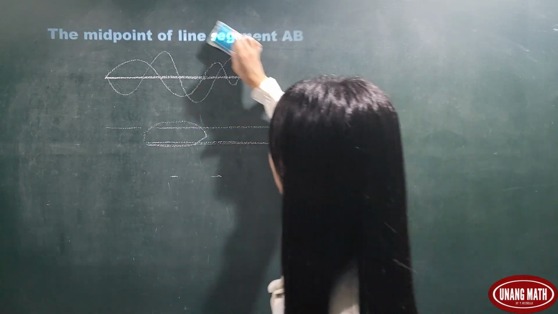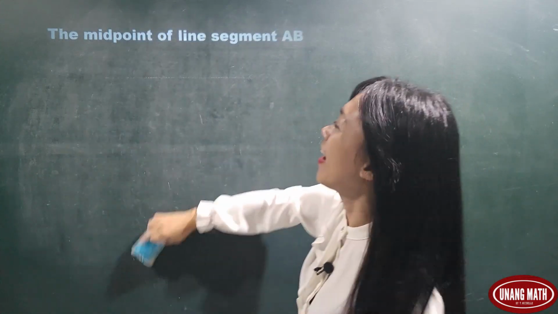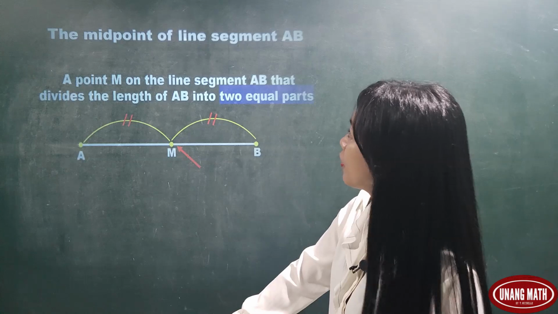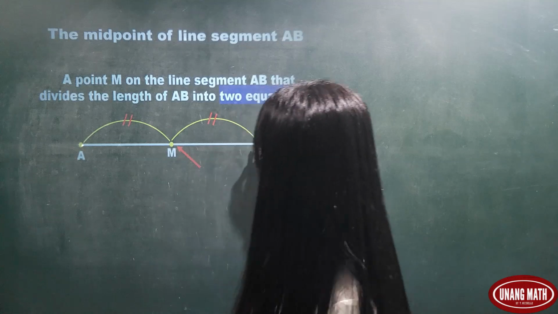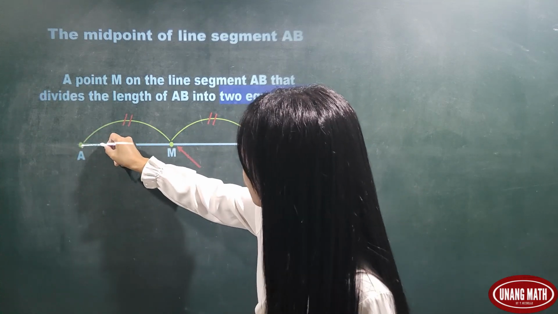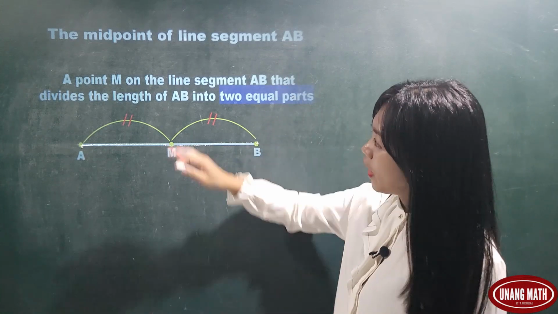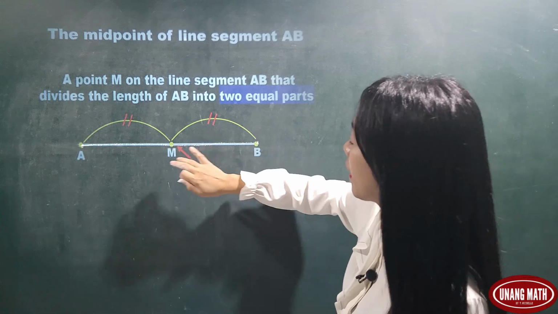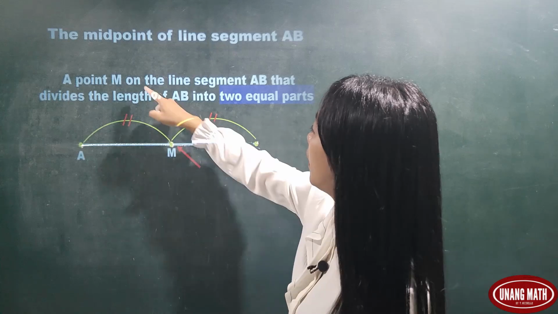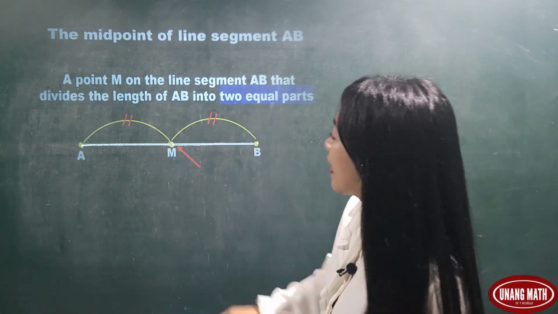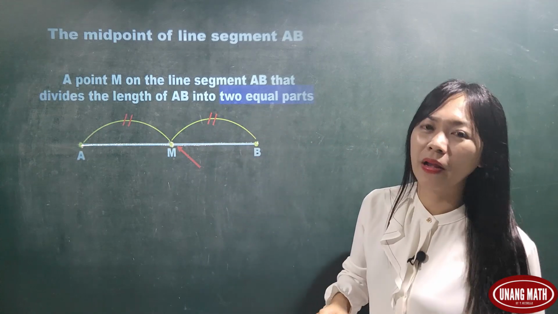Okay, what about the midpoint of a line segment? Example, the midpoint of line segment AB. Where's line segment AB? This is point A and this is point B. So connect or draw a straight line. So this is our line segment AB. When we say midpoint, in this example, a point M, where's point M? This point, on the line segment AB, that divides the length of AB into 2 equal parts.